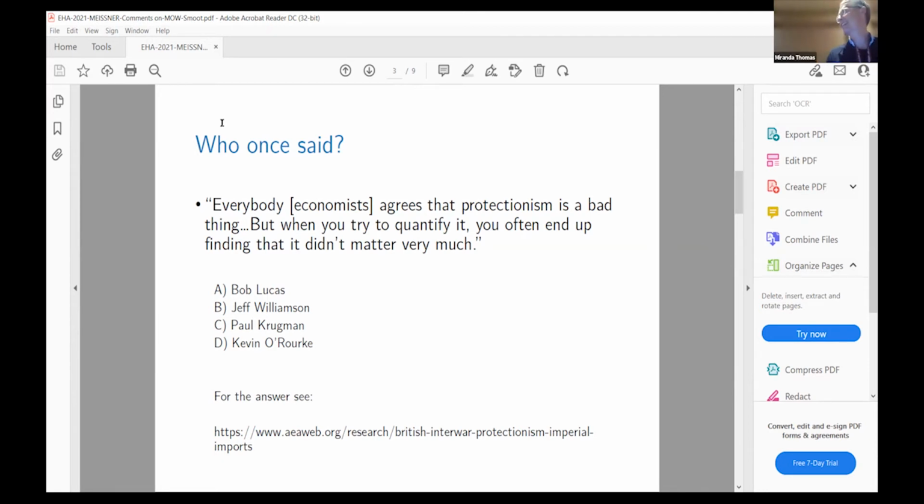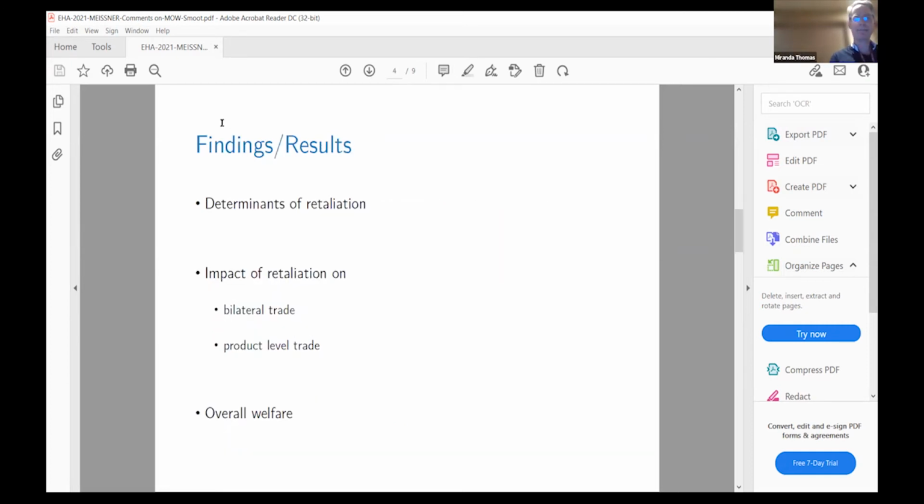Everyone knows the answer to this. The answer is D. Well, in this paper, there's actually a definitive answer. It is a quantification, and they do find that it does actually matter pretty significantly. So that's the old Kevin. This is the new Kevin.